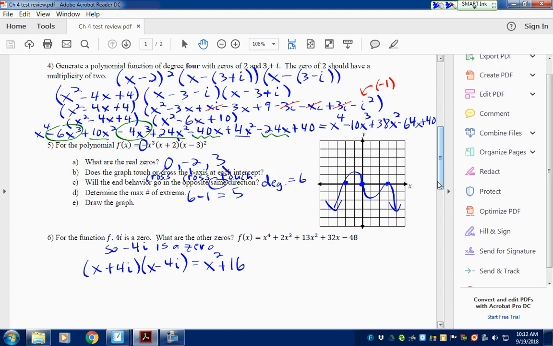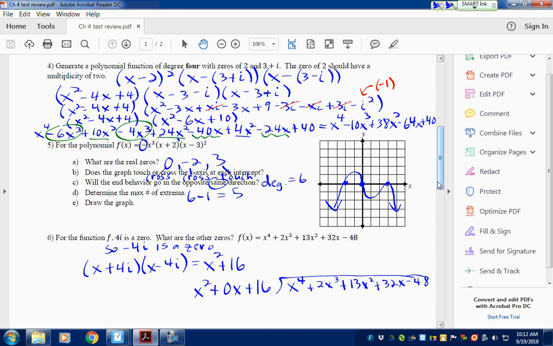Now, I can't use synthetic division on this. We've got a quadratic. What I need to do is long division with a placeholder. If you distribute here, you get x squared minus 4xi. You write that all out. And then here we've got x to the fourth plus 2x cubed plus 13x squared plus 32x minus 48.